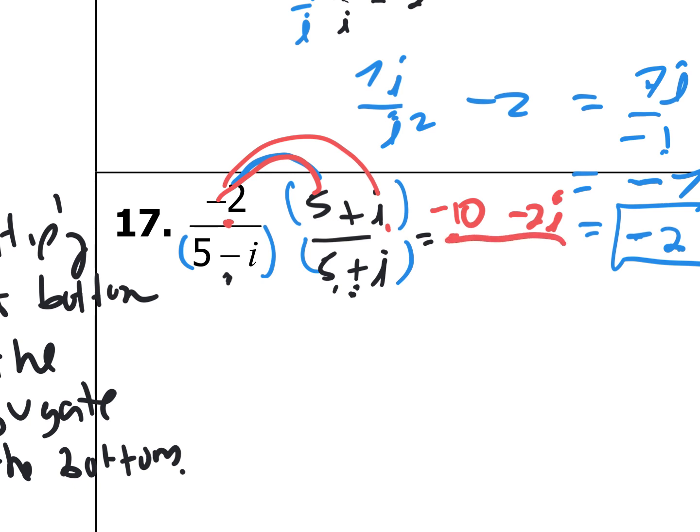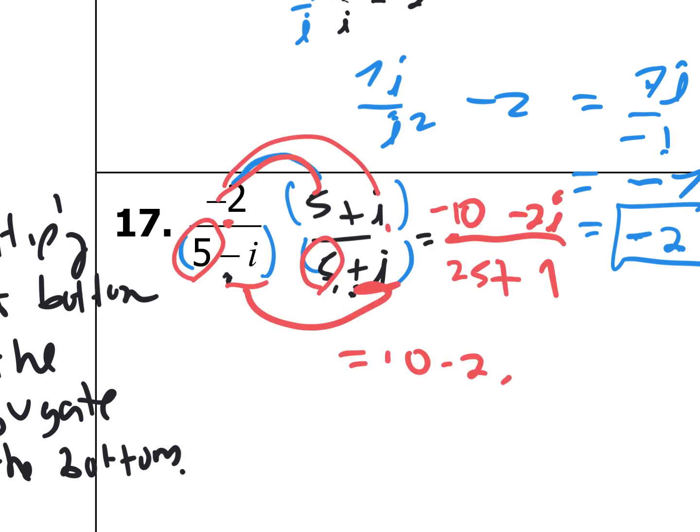Now your bottom. Do you remember this shortcut? I don't have to do FOIL. All I have to do is 5 times 5, which is 25, plus how much? What always happened with these two? That negative goes away, it just becomes a plus. What's an i times i? i squared, which is a negative, and there's a -1, so it becomes a plus 1. No i's, just plus 1. So that turns into -10 minus 2i divided by a 26.